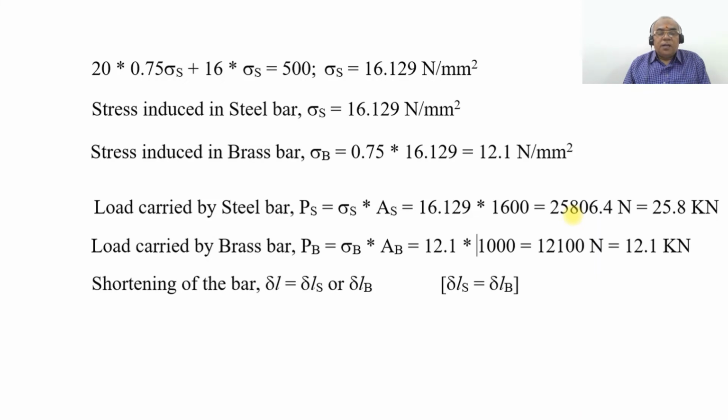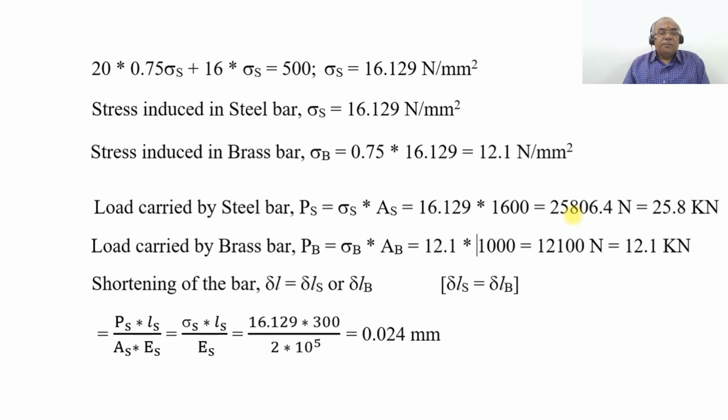What is the shortening of the bar? The shortening of the bar, delta L, you can take either delta LS or delta LB, because the surface area of contact, the top surface of the steel and brass bar, is the same. Therefore, PS into LS by AS into ES is equal to sigma S into LS by ES. You know the value of stress, the length of the steel bar, and the Young's modulus of the steel bar. Substitute those values, that is 16.129 into 300 by 2 into 10 to the power of 5. On simplification, you get the shortening of the bar as 0.024.